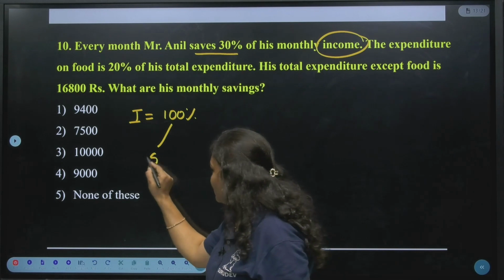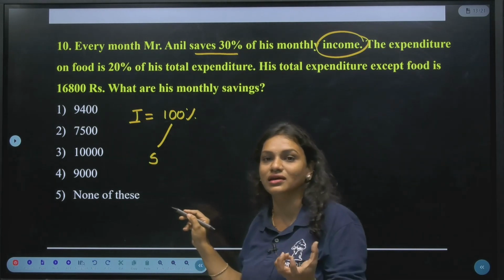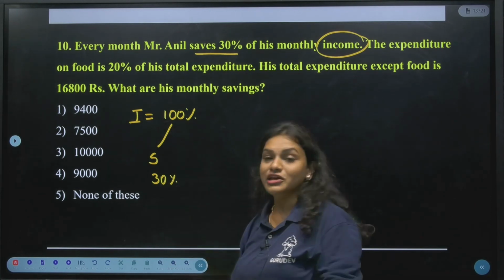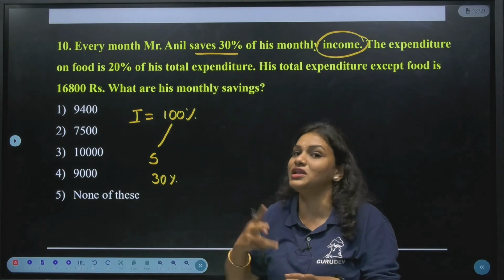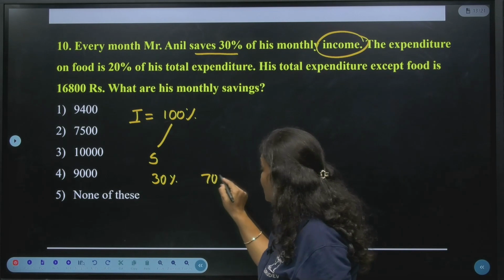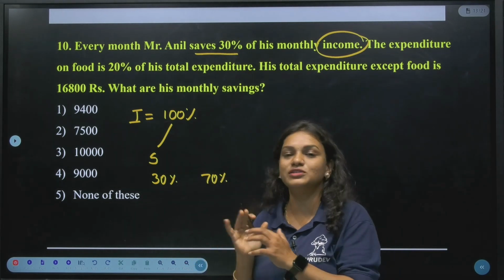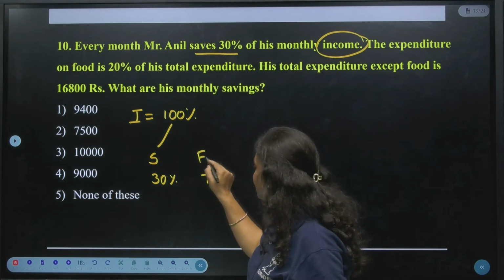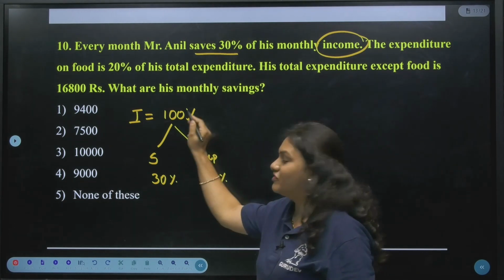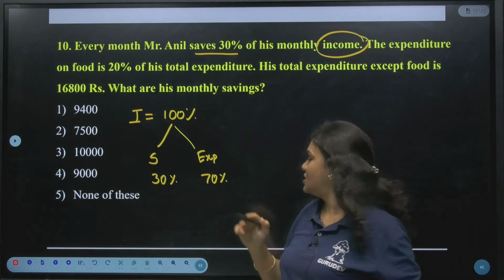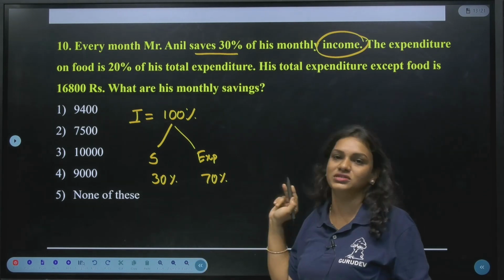So if 100% is the income, savings is 30%. If he saves 30%, what did he do with the remaining 70%? They have spent it. So can I take it as expenditure? Yes. Out of 100%, 30% is the saving, so they have spent 70%.